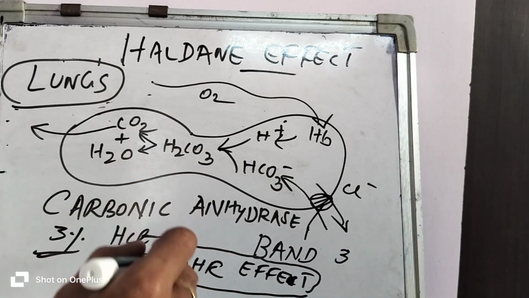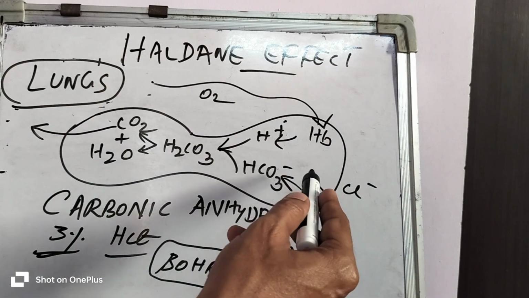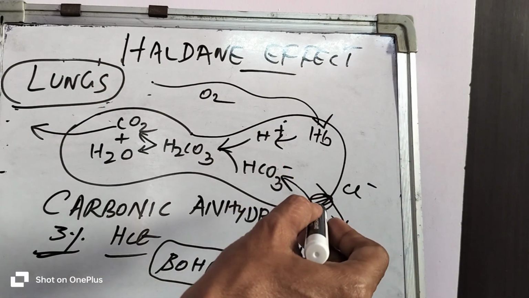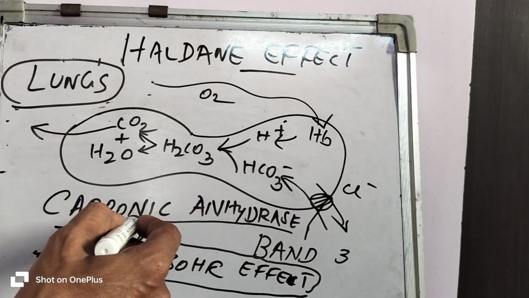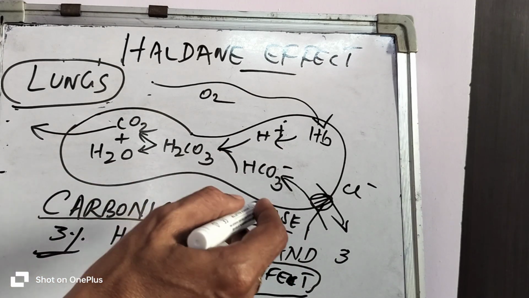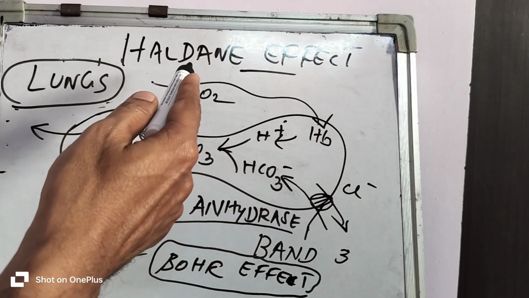To sum up, in the tissues, chloride ion will be entering the RBC. In the lungs, in the pulmonary capillary, the chloride ion will be leaving the RBC. That is one point. And all these reactions take place in the RBC because of the presence of the enzyme carbonic anhydrase. So RBC is rich in carbonic anhydrase. And we saw two effects: one is the Bohr effect in the tissues, the other is the Haldane effect.